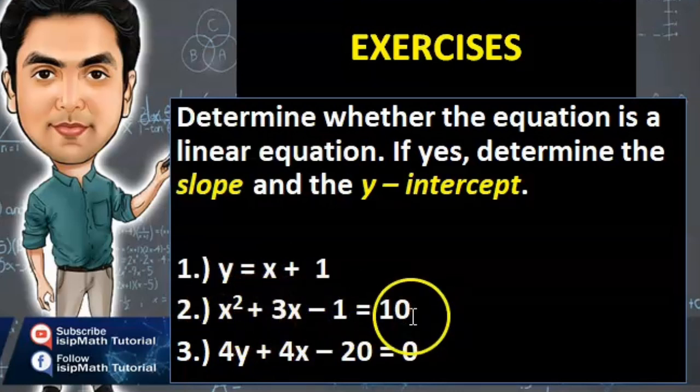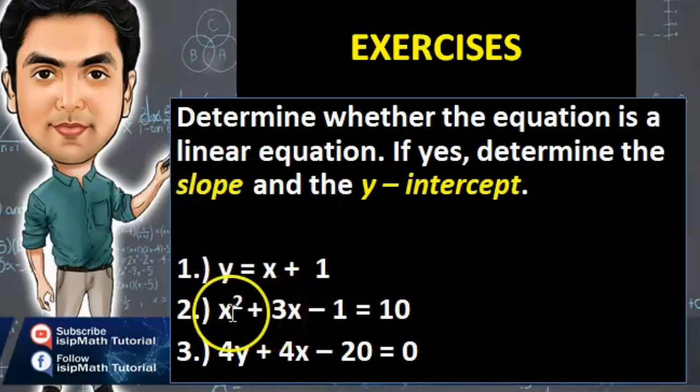Okay, for exercise number 2, we have here x squared plus 3x minus 1 equal to 10. Is this a linear equation? The answer is no because of this one. Exponent po ng x natin dapat 1. But this equation is 2 yung exponent niya. And aside from that, tingnan nyo yung variable po natin. Di ba isa lang? Si x lang. Okay? So this is not a linear equation in 2 variables.